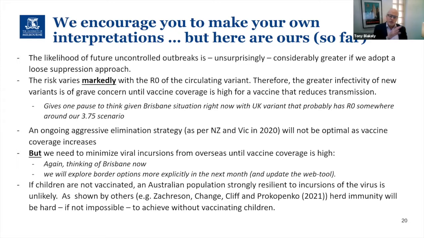Now, in our model, we've modeled the children being vaccinated, but we know from some good colleagues, Zachreson and Prokopenko, that if you don't vaccinate children, unfortunately, we will not be resilient. We won't be achieving that sort of idea of herd immunity. So the discussion we're going to have mid this year about vaccinating children is critical.